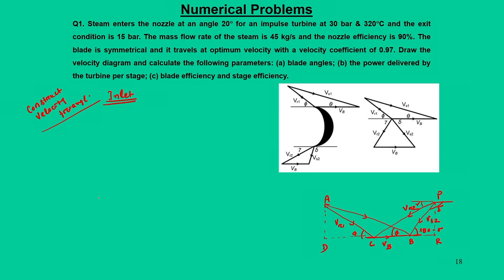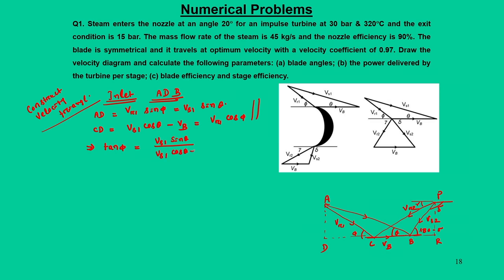So, from this inlet velocity triangle, we consider A, D, B. We say AD is equal to VR1 sin phi, that is equal to VS1 sin theta. Again, CD is equal to VS1 cos theta minus VB, that is equal to VR1 cos phi. So, these two equations imply tan phi is equal to VS1 sin theta divided by VS1 cos theta minus VB.